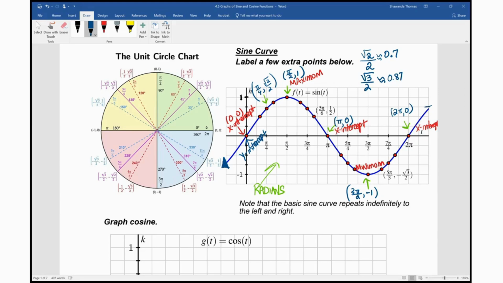So notice here from left to right, it repeats indefinitely. So what is the domain of this function then if it goes on forever? Negative infinity, comma, infinity. All right, all real numbers, yes. Therefore, the domain is all real numbers.